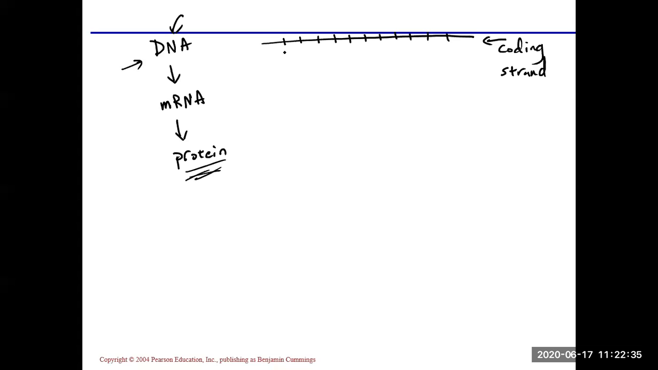However, let's say coding strand for this, I just might want to make it simple.